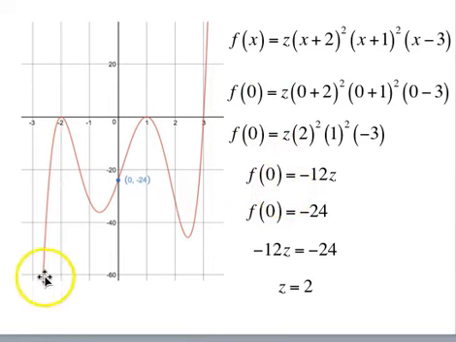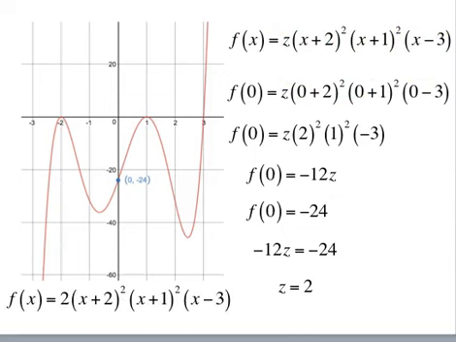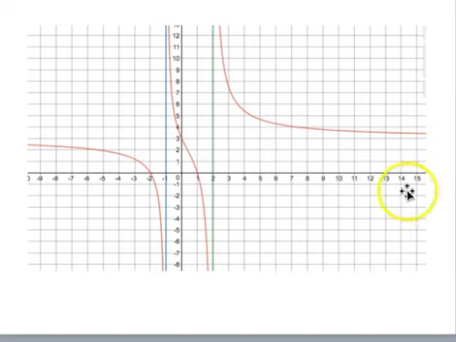And as I mentioned, we knew if it's down to the left, up to the right for an odd polynomial, the leading coefficient must be positive. So our final answer requires us to plug that 2 into this f of x. So that we're going to get f of x is 2 times x plus 2 squared, x plus 1 squared, x minus 3. But notice in our example so far we haven't had vertical asymptotes. So that adds to the challenge a little bit when that happens. So let's look at our next example.